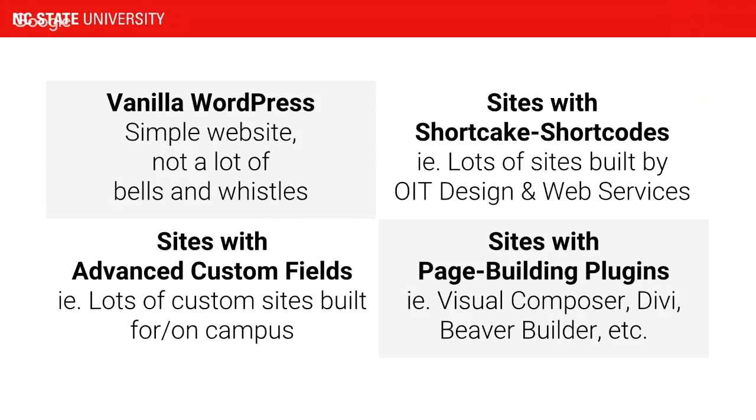You may also have sites with Advanced Custom Fields. Several of our sites use Advanced Custom Fields. I know University Communications has built sites that use Advanced Custom Fields. If you've gotten a site from a vendor, it may be using Advanced Custom Fields. It's pretty common, and that's its own class. And then that fourth category is sites with page building plugins, which means if you're using Visual Composer, Divi, Beaver Builder, et cetera, that's its own set of problems that you may run into.